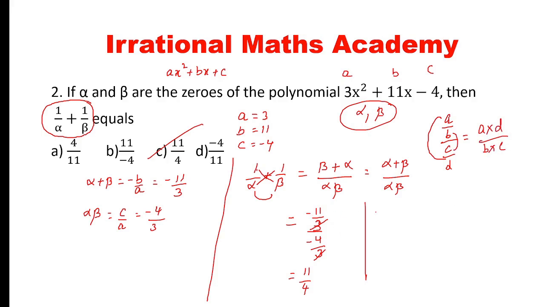So same thing we'll do for this also. So minus 11 into d is what, 3 by b into c. 3 gets cancelled, minus minus is there, you'll get plus, so 11 by 4. So whichever method you feel easy, you can follow that method.